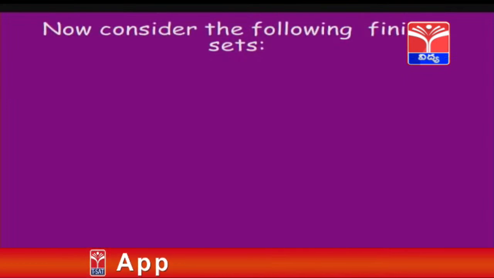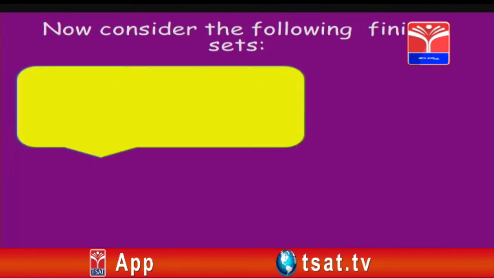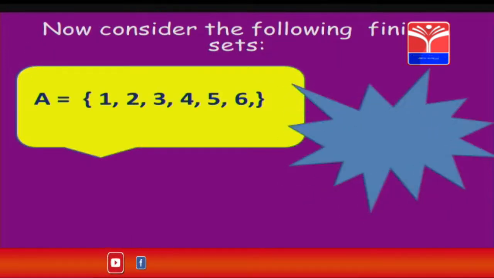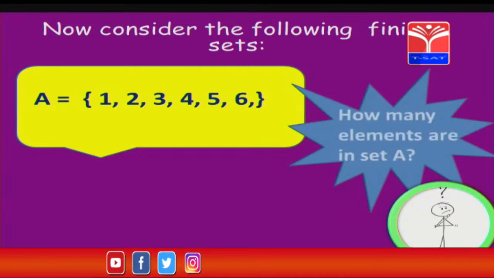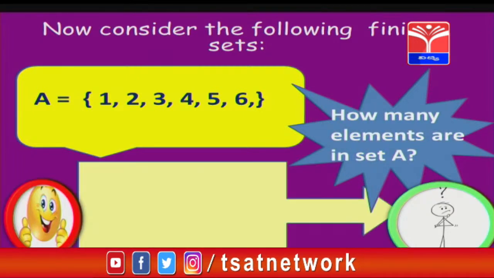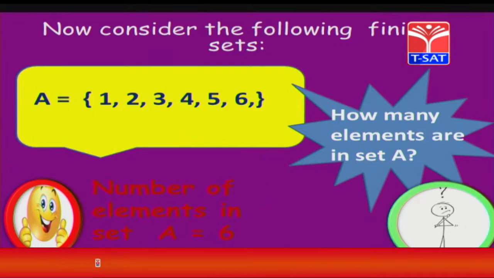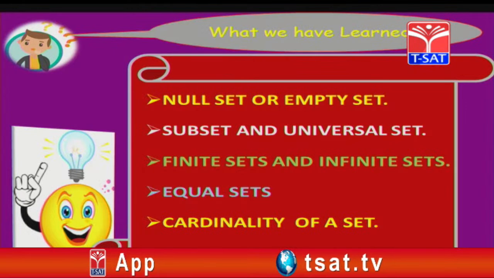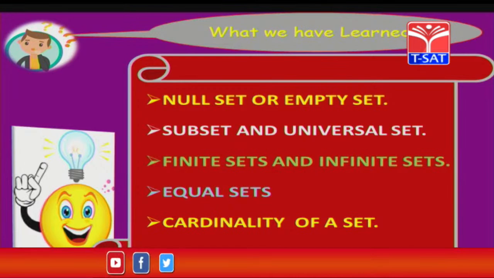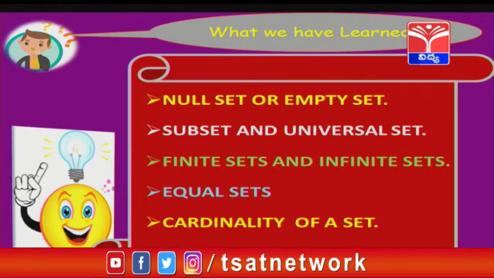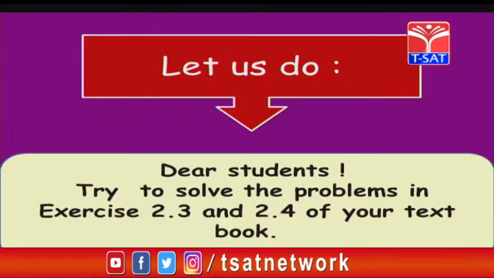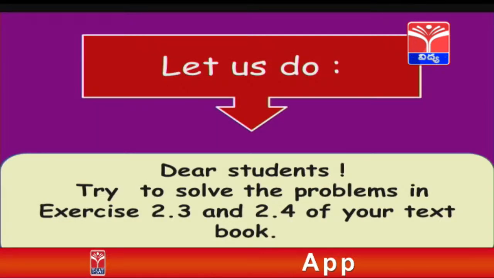Now, one more simple concept. Now, consider the following finite sets. Already you know, A is equal to the set {1, 2, 3, 4, 5, 6}. How many elements are there? Okay. Yes. The number of elements in set A is equal to 6. Now, what we have discussed? Null set or empty set, subset and universal set, finite sets and infinite sets, equal sets, cardinality of sets. Okay? Dear students, try to solve the problems in exercise 2.3 and 2.4 of your textbook. Thank you very much.